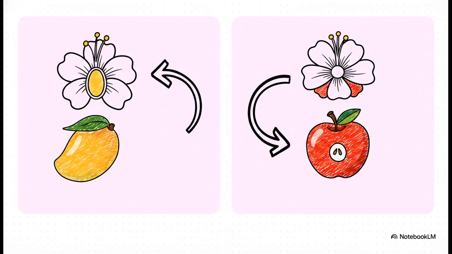True fruits, like a mango, develop strictly from the fertilized ovary. But sometimes, other floral parts swell up and become the fleshy part that we actually eat. For example, the fleshy part of an apple or a strawberry actually develops from the thalamus, that's the base of the flower. Therefore, based entirely on its anatomical origin, an apple is technically considered a false fruit.